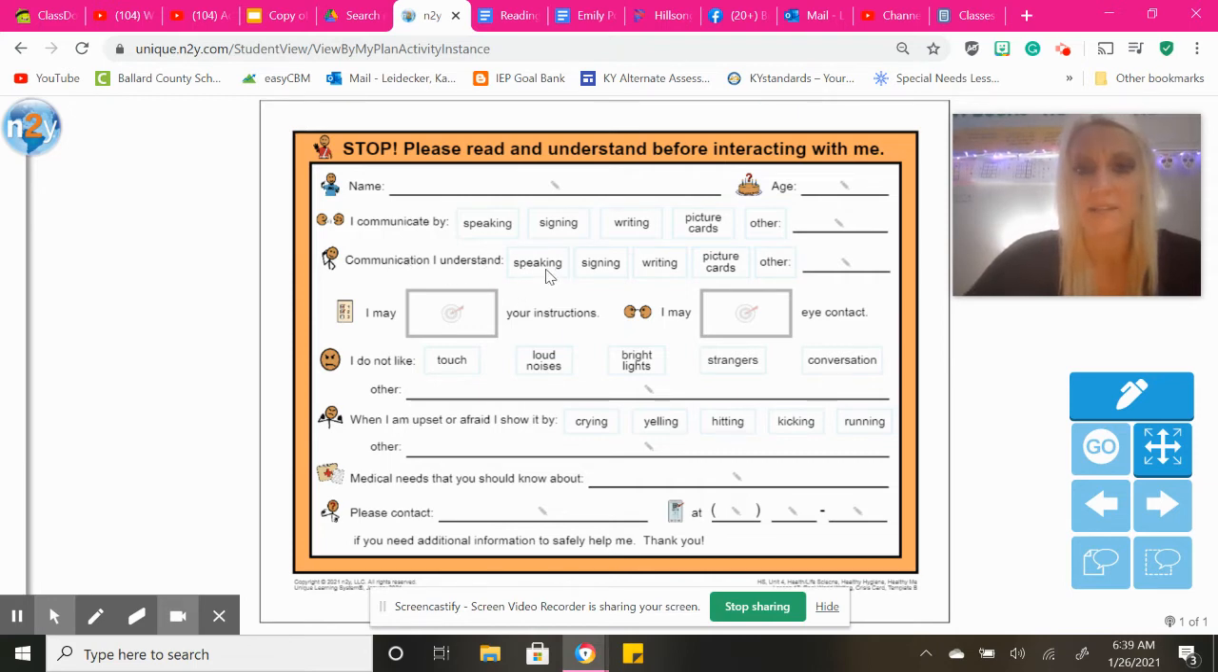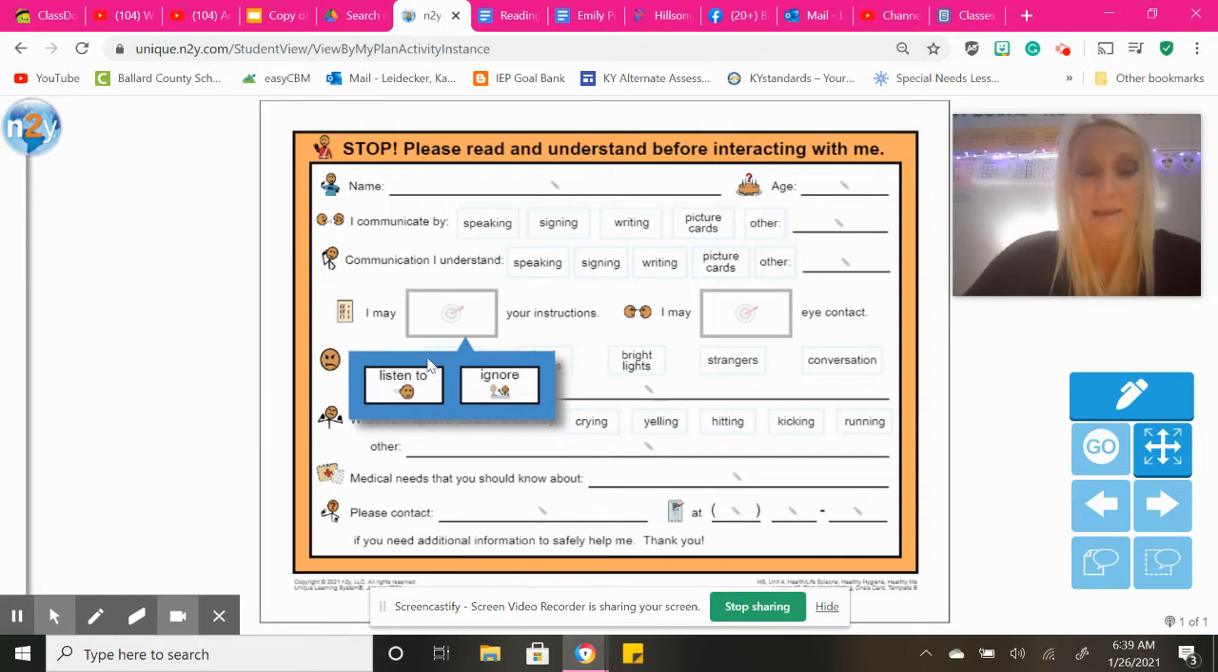Communication, I understand. So maybe someone doesn't understand picture cards, so that wouldn't be what you choose. This is what you understand. You fill this out based on you and your personality and your way of living your life. So I may listen to, or ignore, your instructions.